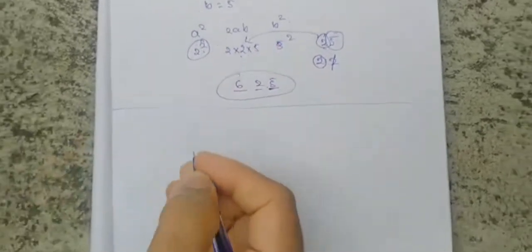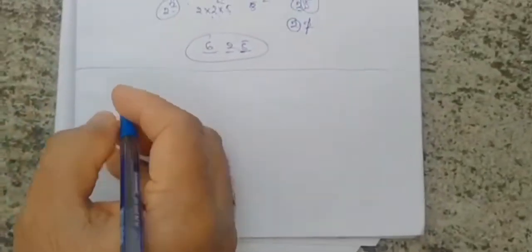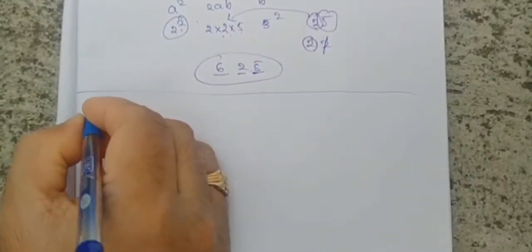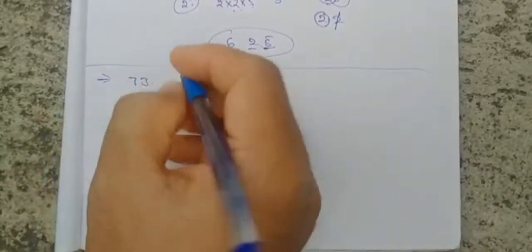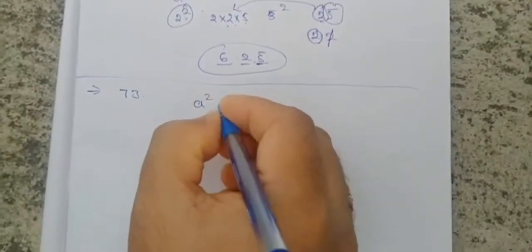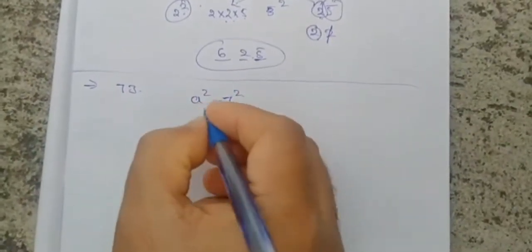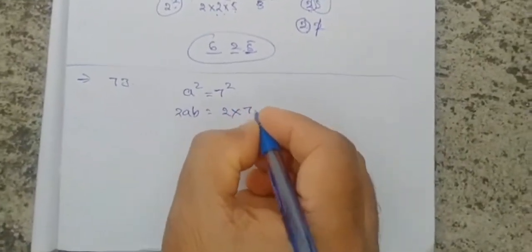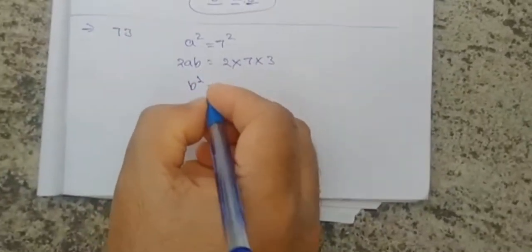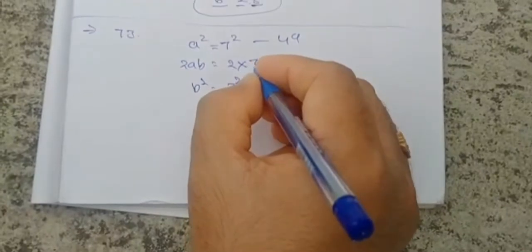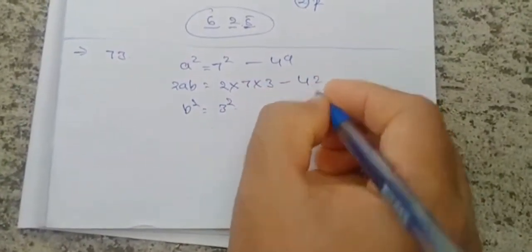So we will take one more example, a little bit bigger number than the above two numbers. Okay, we'll consider 73. Here for 73, a square is 7 square, 2ab is 2 into 7 into 3, and b square is 3 square. So 7 square is 49, and 2ab means 2 into 7 is 14, 14 into 3 is 42, and 3 square is 9.